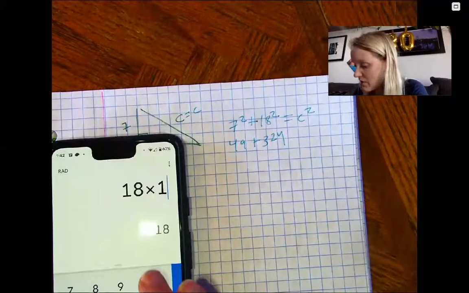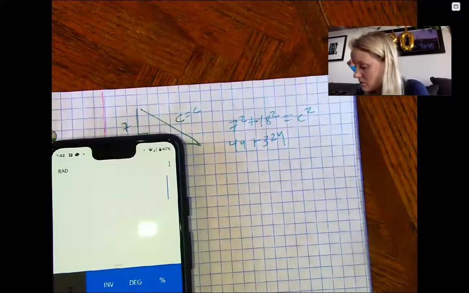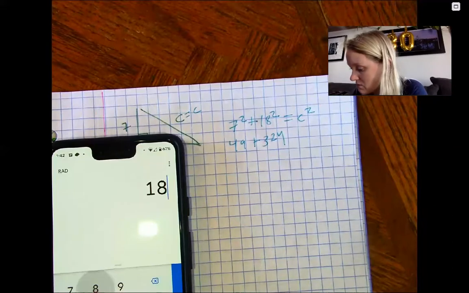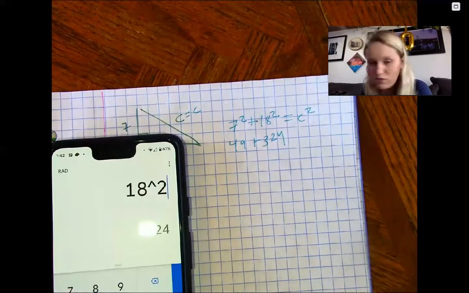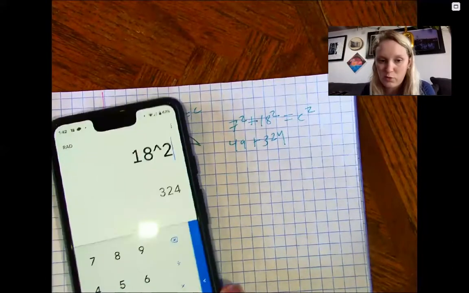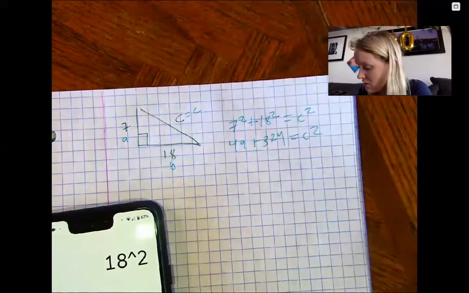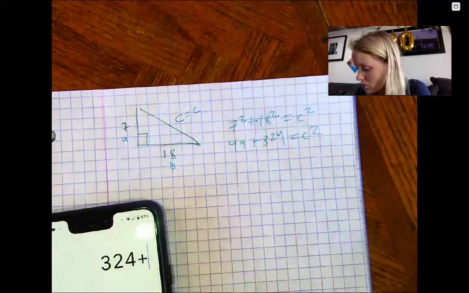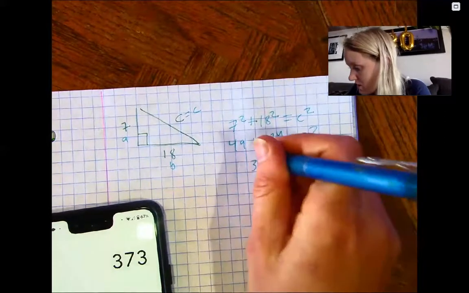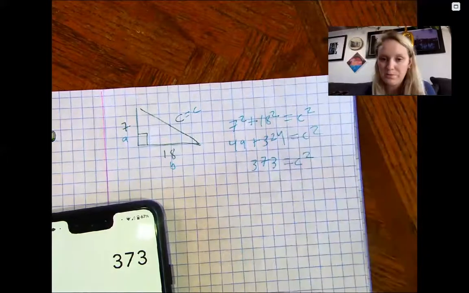Or what I can do is if I have a more advanced calculator, I swipe. Okay, I'm going to do 18 to the caret 2. That's saying to the power of 2, and I get 324. Same thing. Equals C squared. Now I'm going to add these together plus the 7 squared, which is 49. And I get 373 equals C squared.